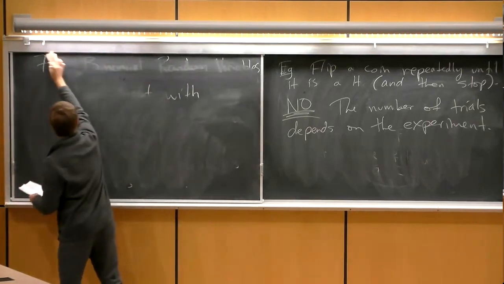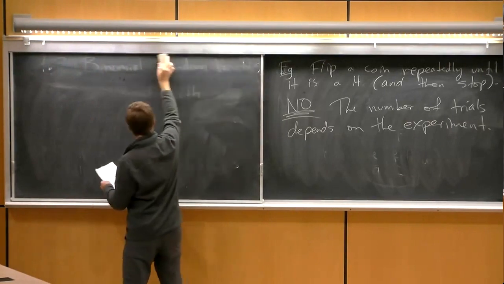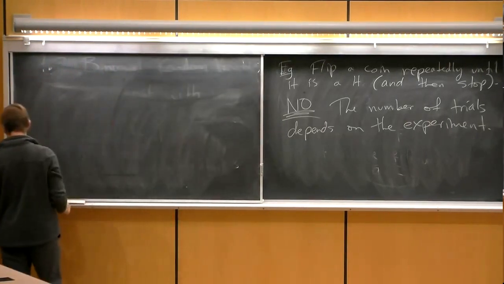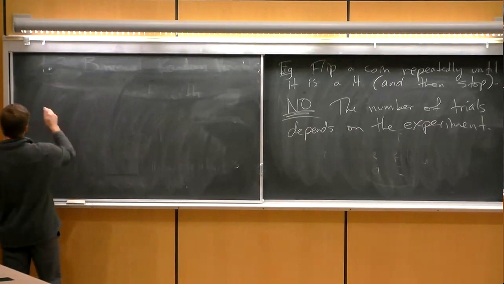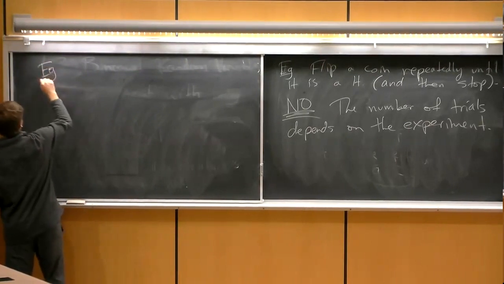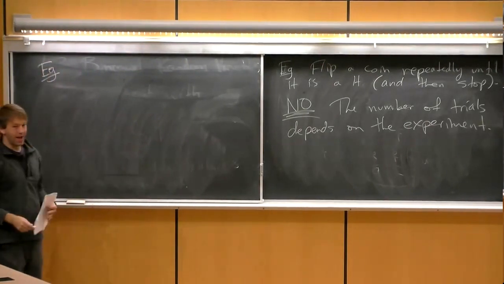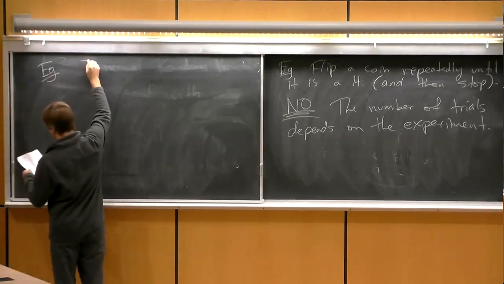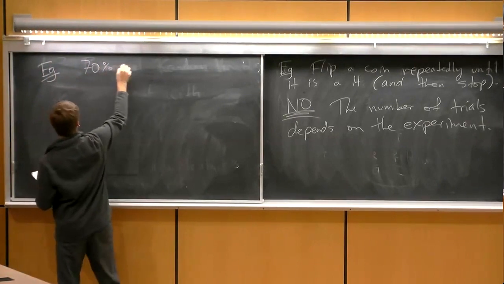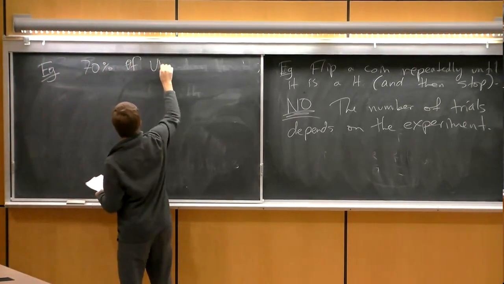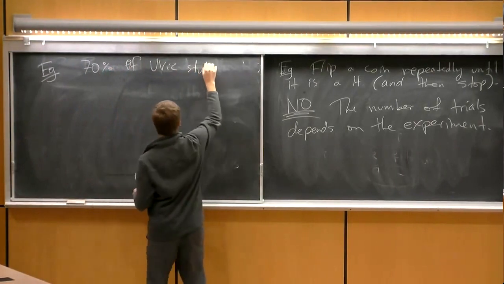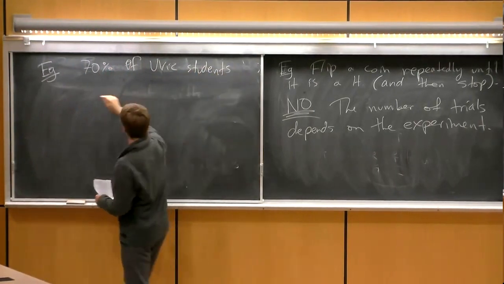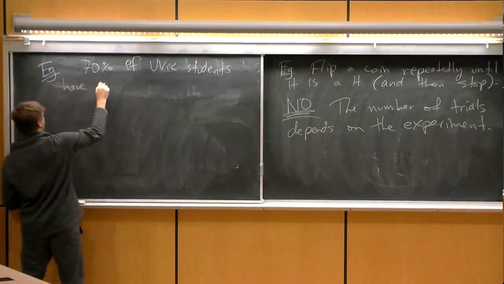All right, let's do an example. This is just another example where I'm asking you, is it binomial or not? So let's say 70% of UVic students have a Netflix account.